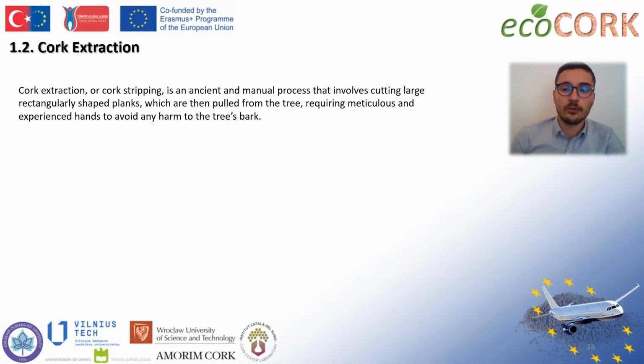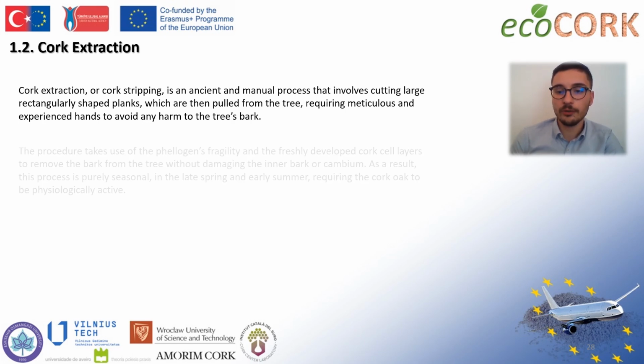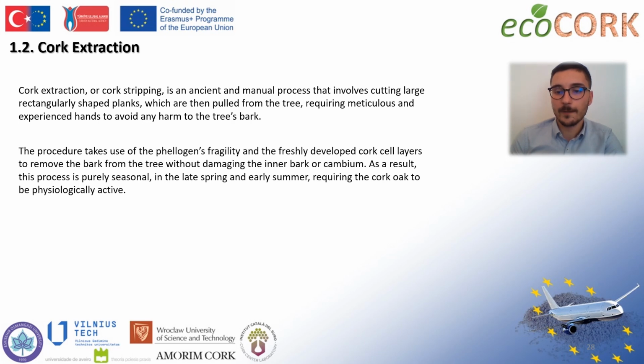Cork extraction, also called cork stripping, is an old manual process that involves cutting large rectangular planks that are then pulled from the tree. To avoid damaging the bark of the tree, it takes careful and experienced hands. Using the softness of the phellogen and the newly formed cork cell layers, the bark is peeled off the tree without hurting the inner bark or cambium.